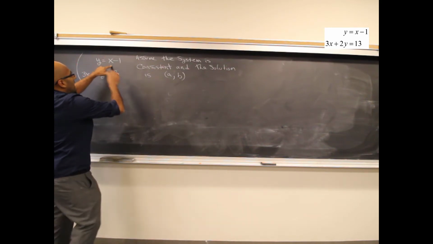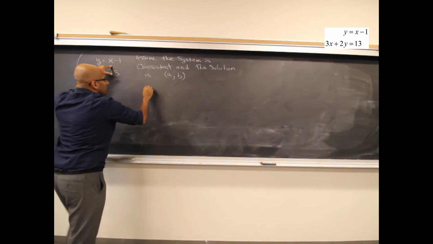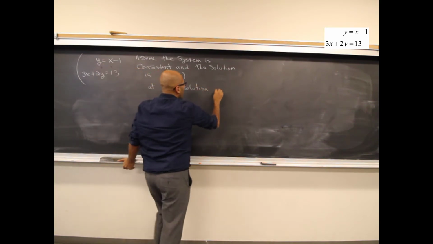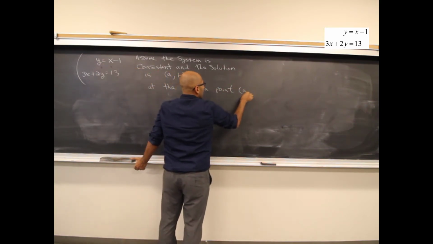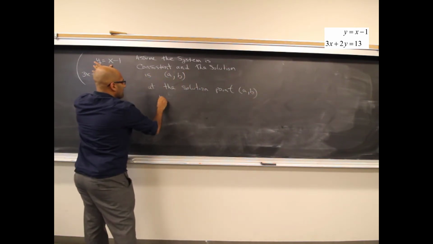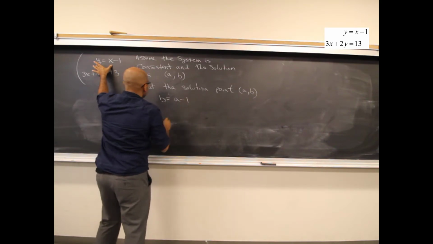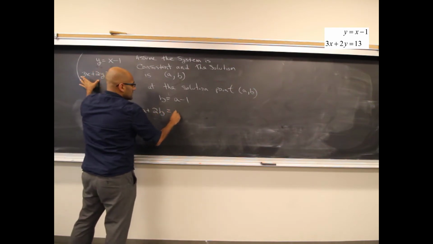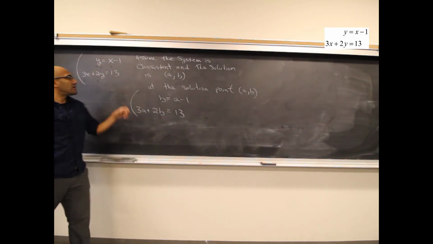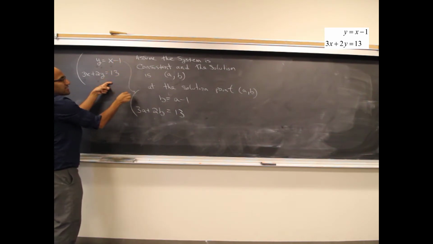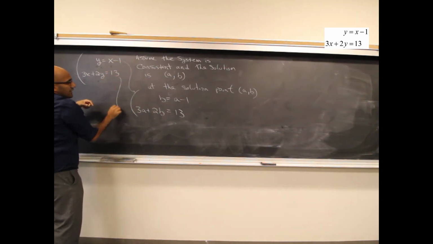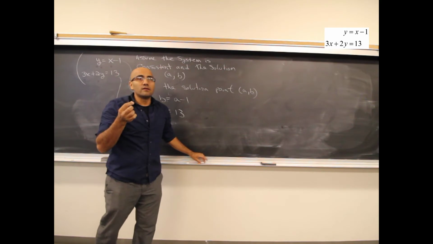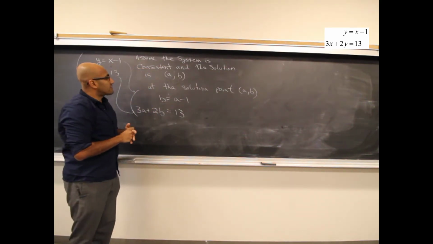Okay? So that means that at the solution point A comma B, it must be true that B is equal to A minus 1, and it must be true that 3A plus 2B is equal to 13. Right? What did I do? I just took this equation and replaced the X and the Y with A and B. And I took this one and replaced the X and Y with A and B right there. A very subtle little distinction that I think conceptually makes a big difference.